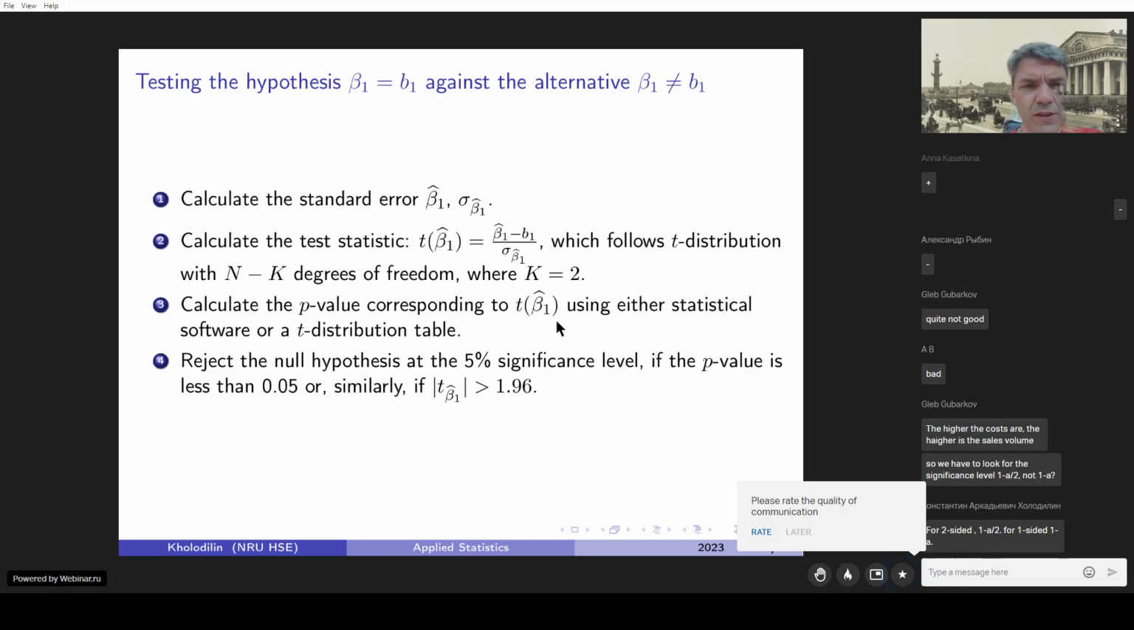Here we can either use statistical software or the distribution table.